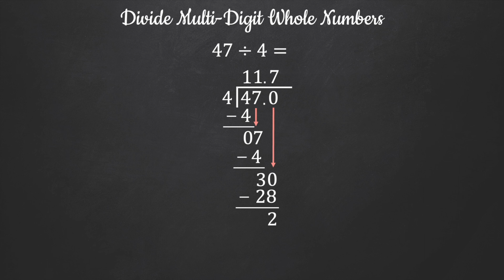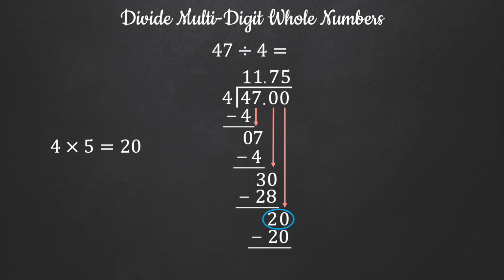And then we're going to go ahead and add another 0 because we still have a remainder and bring that down. Then we ask ourselves, how many times does 4 go into 20? 4 goes into 20 5 times because 4 times 5 is equal to 20. Now we're going to go ahead and subtract. 20 minus 20 is equal to 0. So now we do not have a remainder.